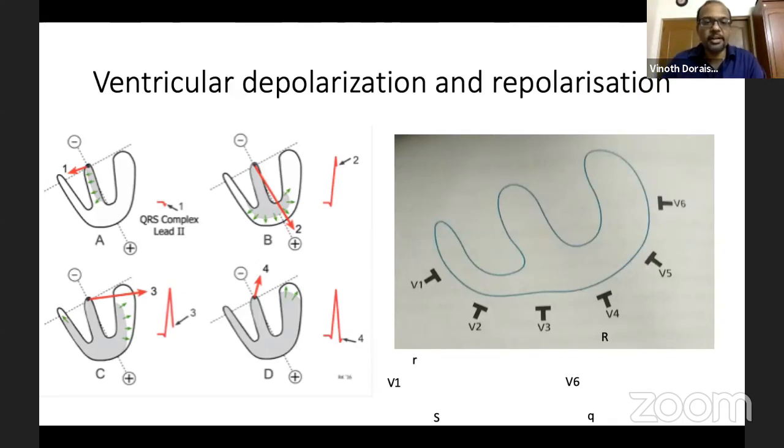How does the ventricular depolarization and repolarization proceed? The first part of depolarization is the septal depolarization, which happens in the left side of the interventricular septum and goes towards the right. After that, the depolarization will go towards the apex of the heart.